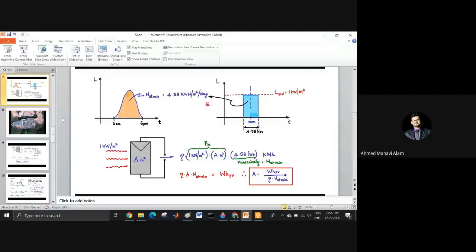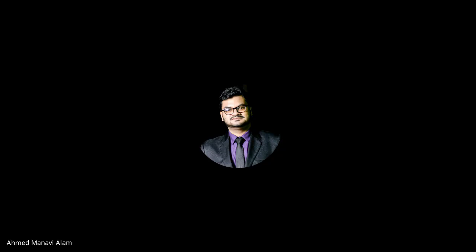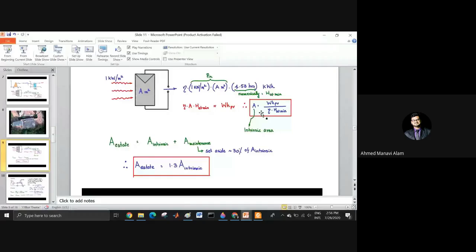Okay, for example, here there is a design. In this design we have seen that this is the PV cell and this is the PV array on the rooftop. This is a rooftop and almost 100 PV cells are located here on this rooftop. Remember, this is the area of the PV cell, only the PV cell.